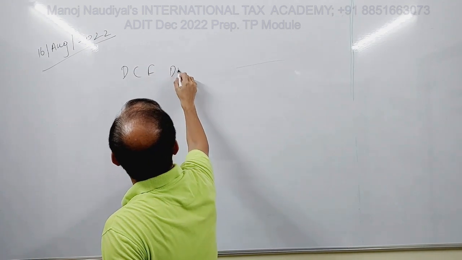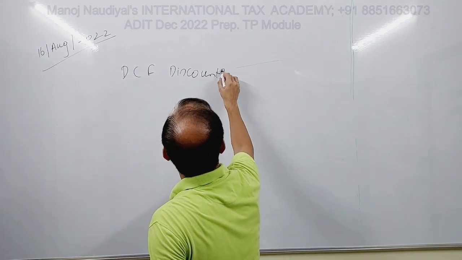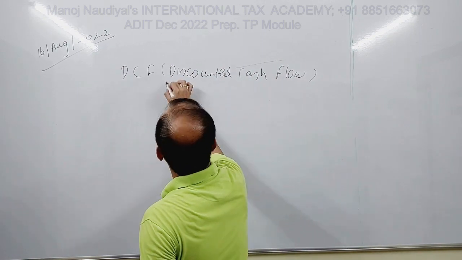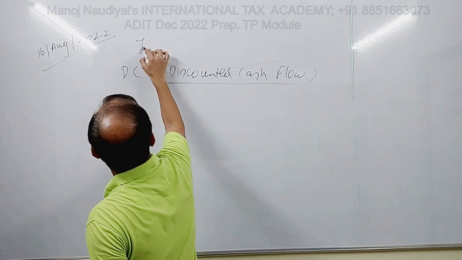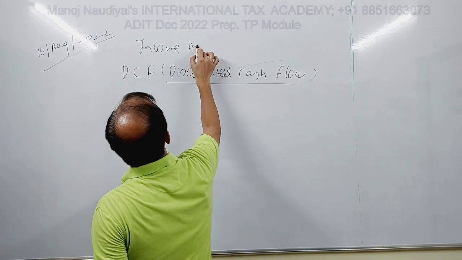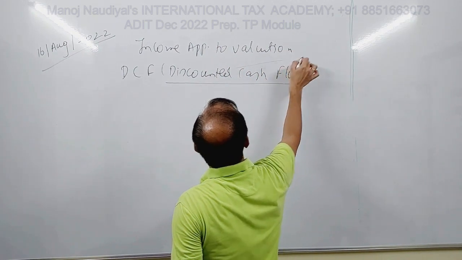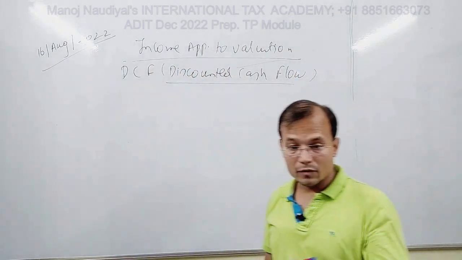DCF, discounted cash flow, also known as the income approach to valuation. Income approach to valuation. Valuation of intangibles.